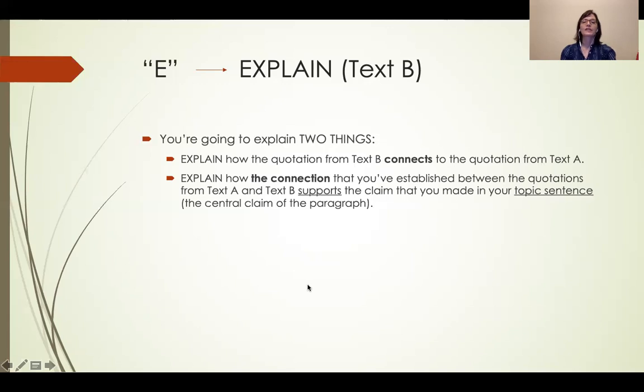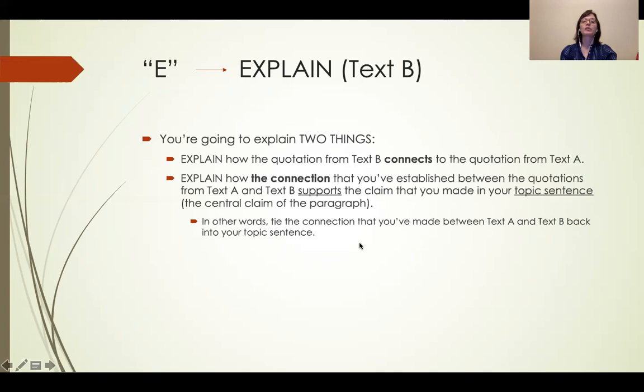Okay, the second thing you're going to explain is how the connection that you've established between the quotations from text A and text B, a connection you've made by dropping down some of the language from the first text into the second half of the body paragraph, supports the claim that you made in your topic sentence, right? So in other words, how that connection supports the central claim of the paragraph. Okay, and that ties back in then to that connecting concept that we express in the middle of the paragraph when we transition between texts, and also in our topic sentence for the paragraph.